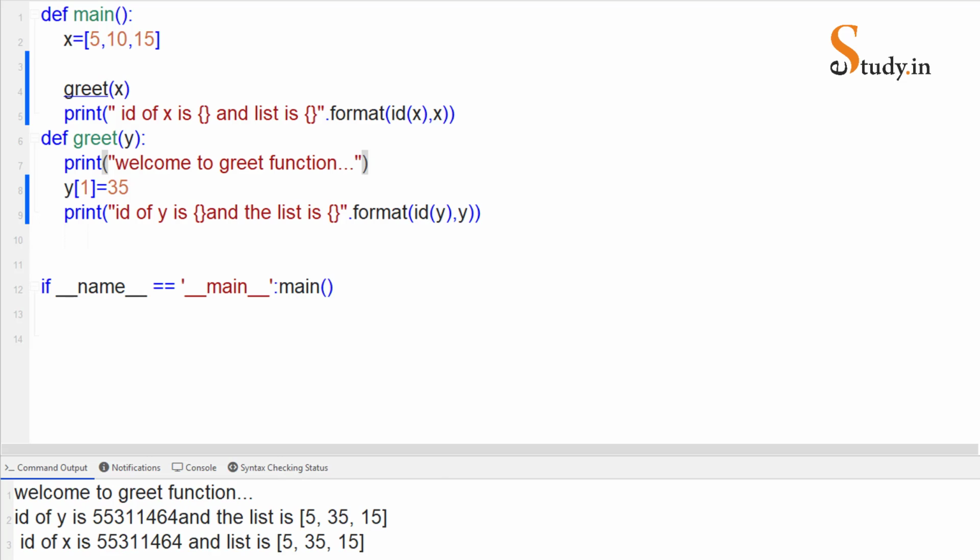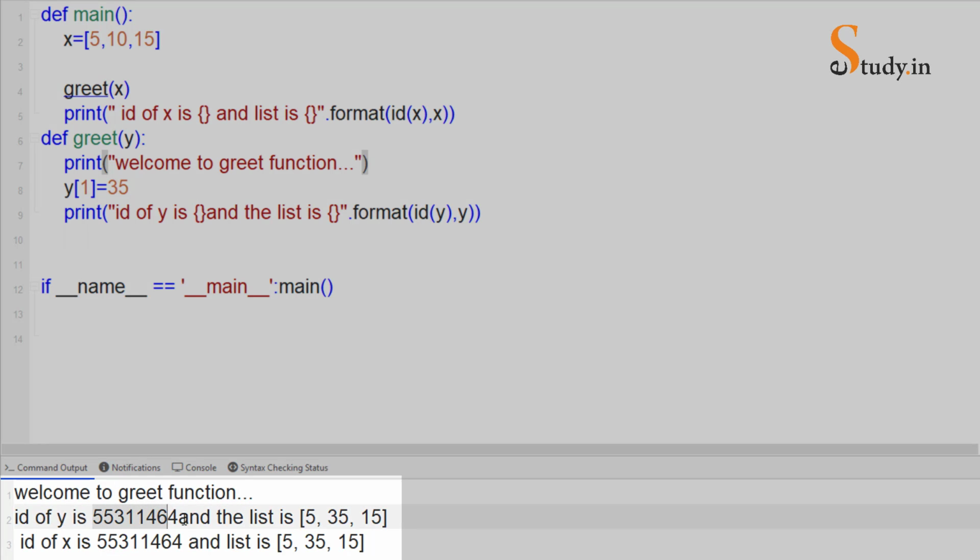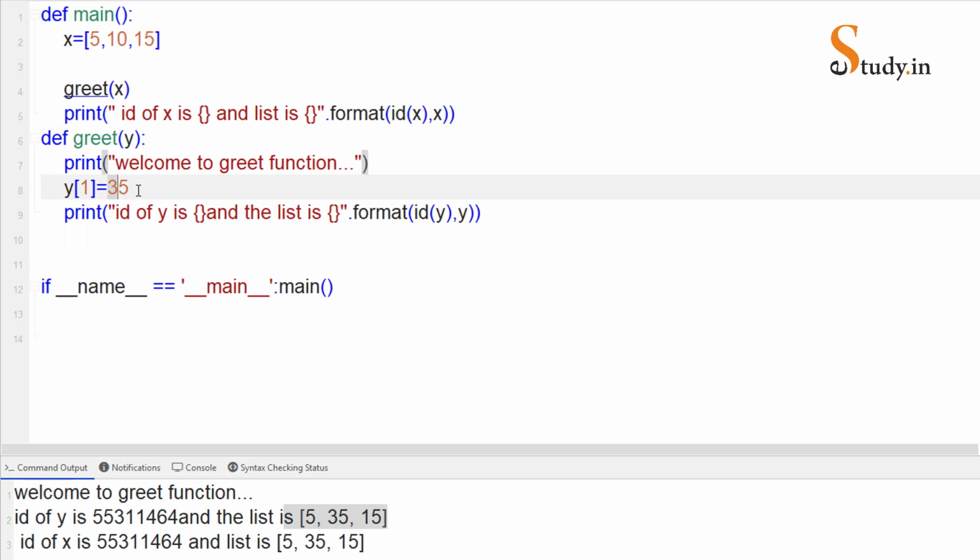Now when you run it, you see we are in the greet function, the ID is this and the list is 5, 35, 15 because we made the change here. After this we go to the main function. In the main function you see the ID of x is again the same, and the list, because we changed it here, this change is reflected here. So again it depends what object you are passing. If you're passing a mutable object to the function, the changes you make will be reflected in the caller function also. But if it is an immutable object like an integer object, as we did in the earlier example, it will assign a new ID if you make a change in the called function.